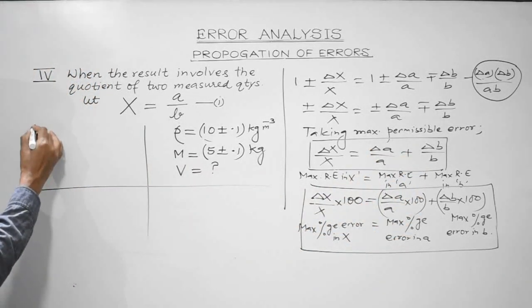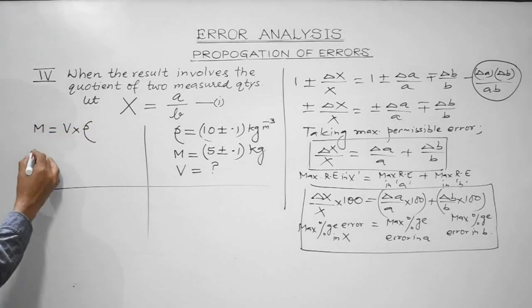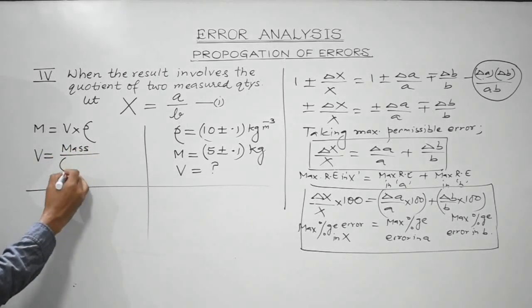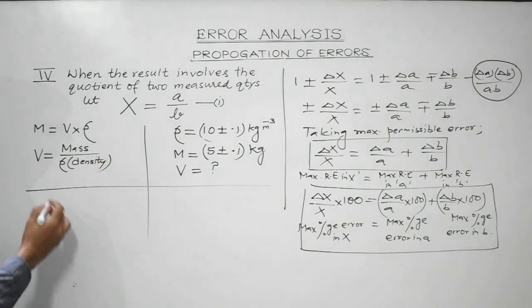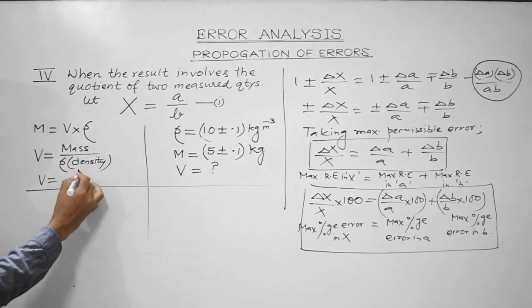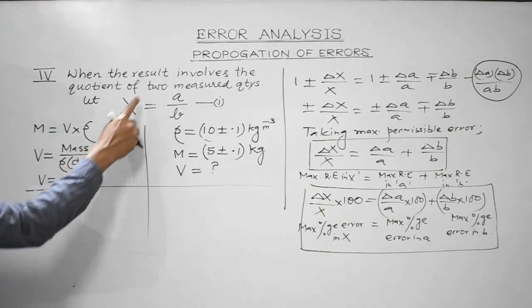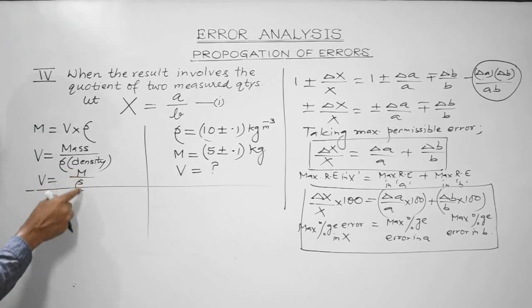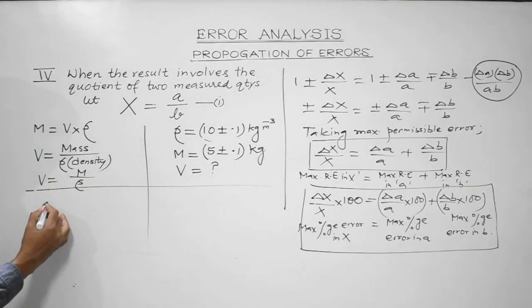What's the formula basically? Mass is equal to volume into density. This is the formula. We need to find the volume, so volume would be equal to mass divided by density. Right? So this is the formula: M divided by rho. Now look, it is in the same form. V is the volume result and these are the two measured values. So the result is given by the quotient of these two measured values, isn't it? So let's find its true value.